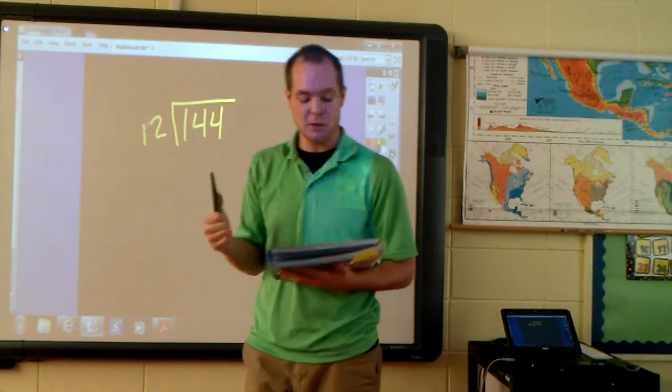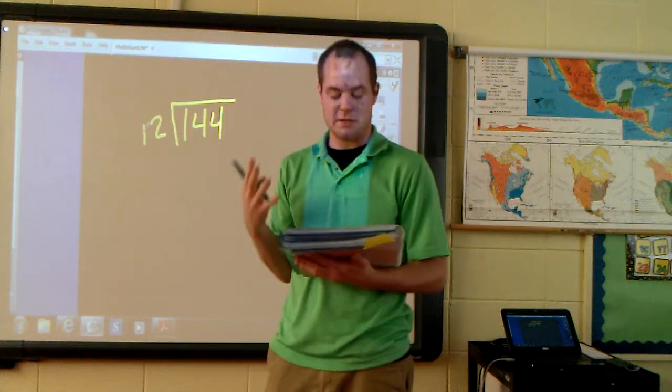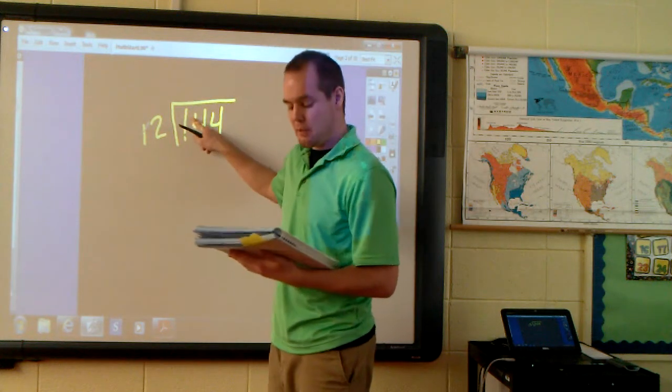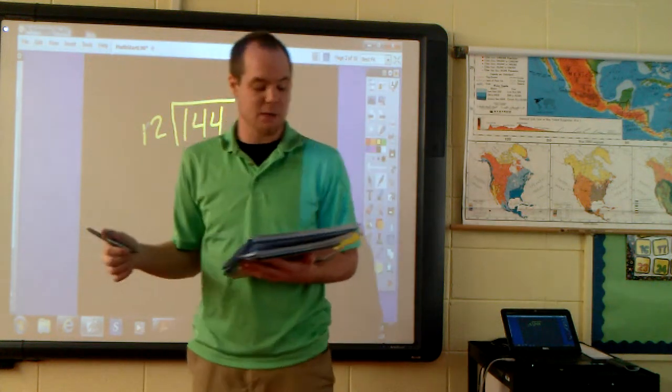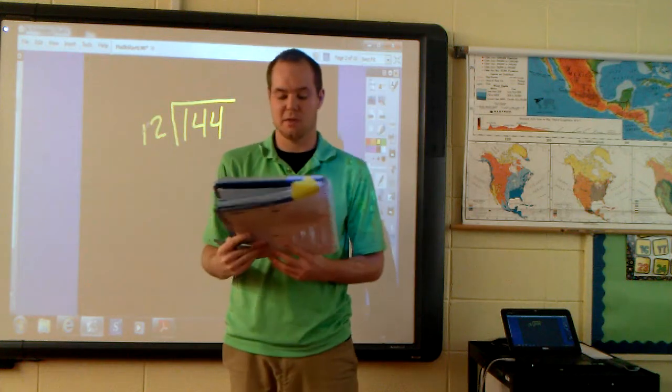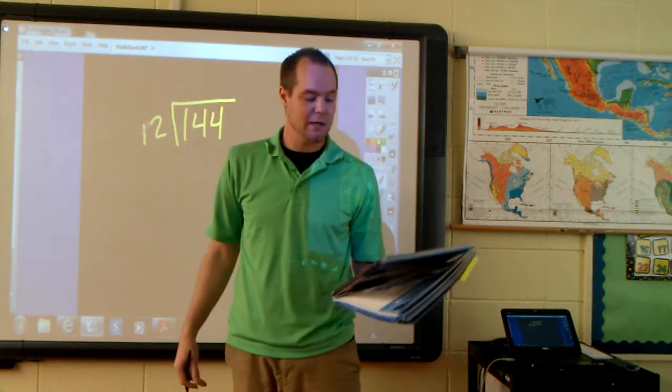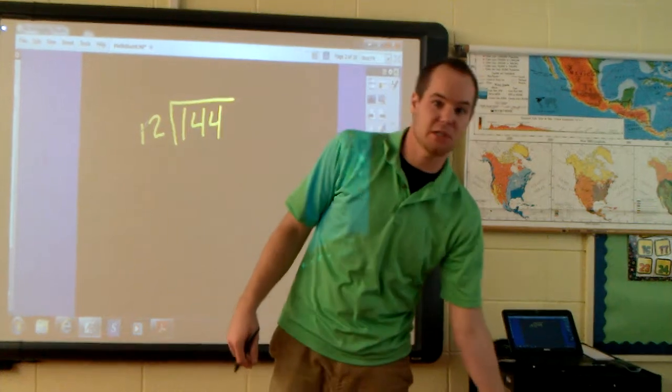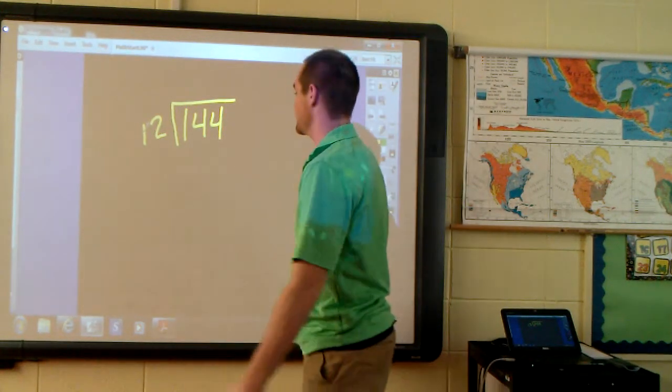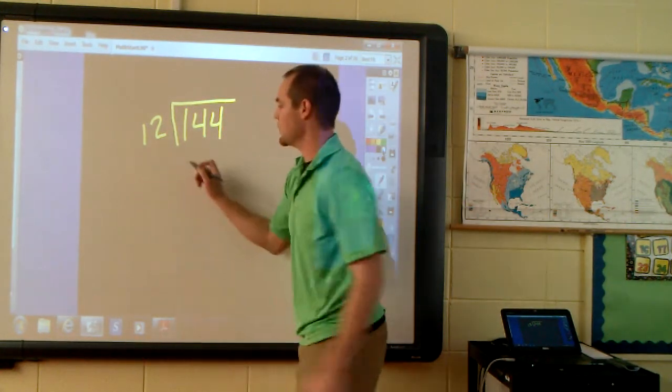Alright, when we divide by a two-digit number, we continue to follow the 4 steps of division. We divide, multiply, subtract, and bring down. When we divide by two-digit numbers, the divide step takes a little more thought because we have not memorized the two-digit multiplication facts. But basically we're doing much the same thing.